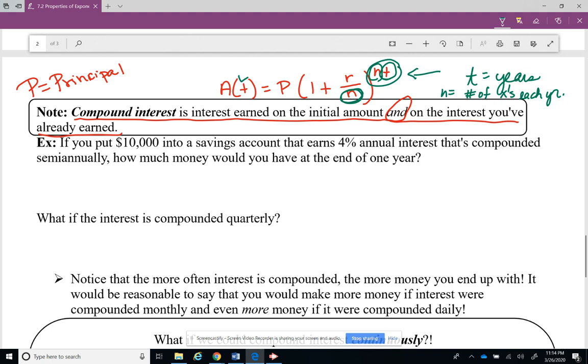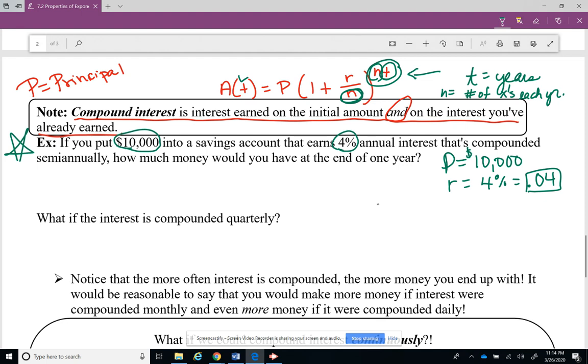All right, so let's look at this first one. Put a star by it. If you put $10,000 in a savings account, first of all, that's your principal amount. You're putting $10,000 in the savings account. Always dissect as you go. And it earns 4% annual interest. So your rate is going to be 4%. And remember, we dropped the percent sign and moved the decimal 2 places to the left. So that's 0.04. That's what we'll use for the rate.